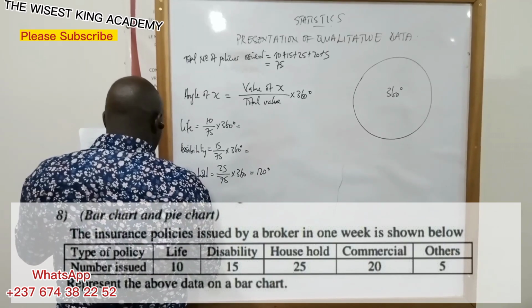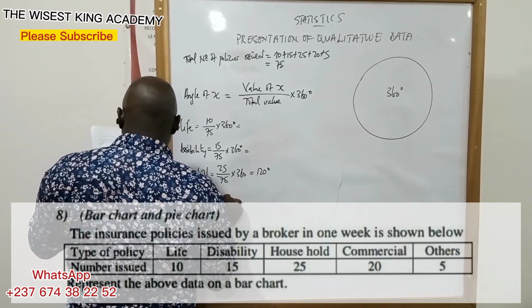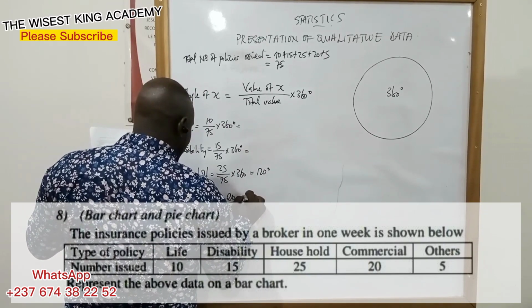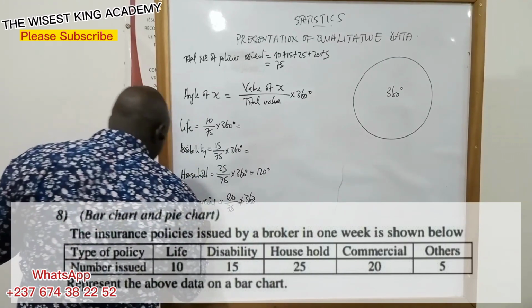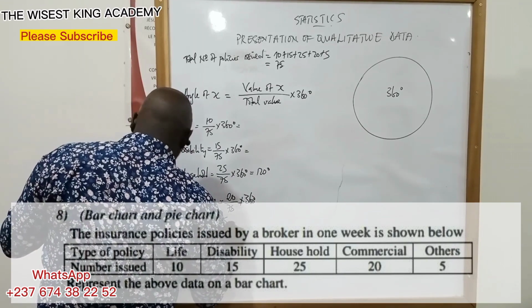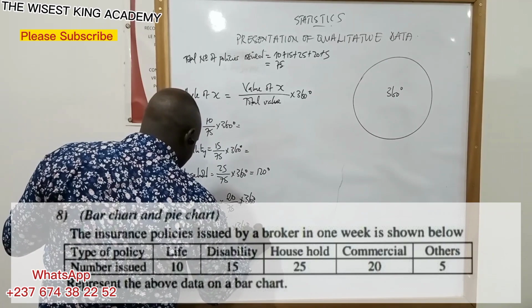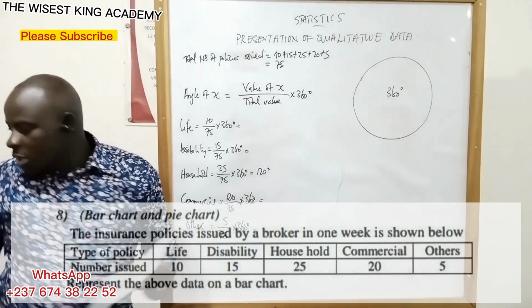We take commercial: 20 divided by 75 times 360 degrees. And the last one, others, which will be 5 divided by 75 times 360 degrees. So let's calculate.